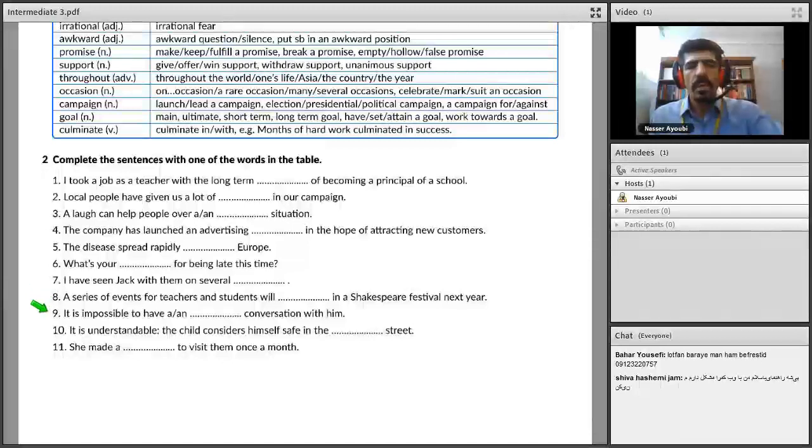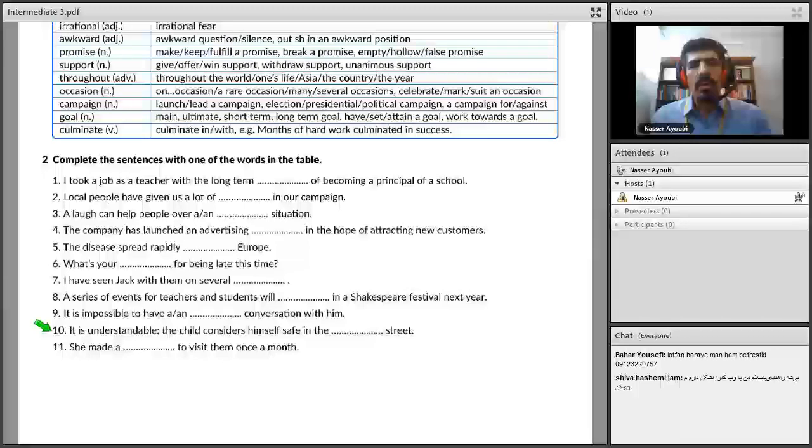Number 9. It is impossible to have a rational conversation with him. A rational conversation. It's impossible to have a rational conversation with him. Number 10. It's understandable. The child considers himself safe in the residential street. A street in which, for example, there is no stranger.